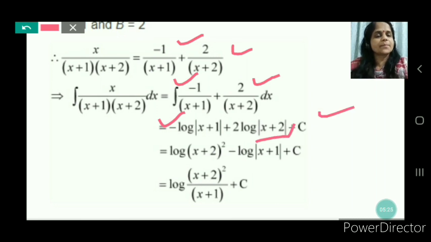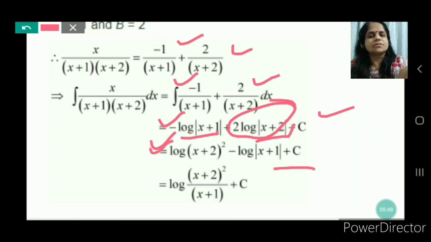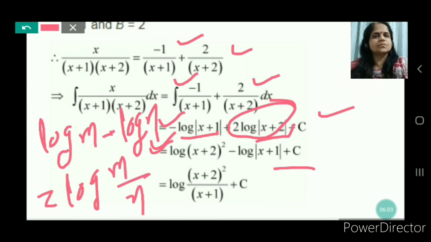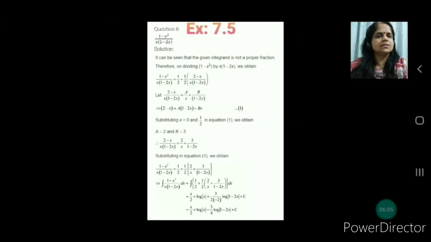Now students, apply the rule of log. You will get log (x plus 2) whole square for this term, and write the other term as it is. Now again apply the rule of logarithm. You all know that log m minus log n is log m by n. So apply this rule here. Now move on to the next question.